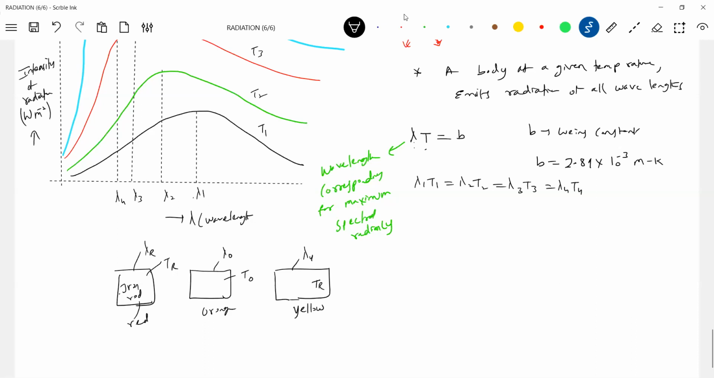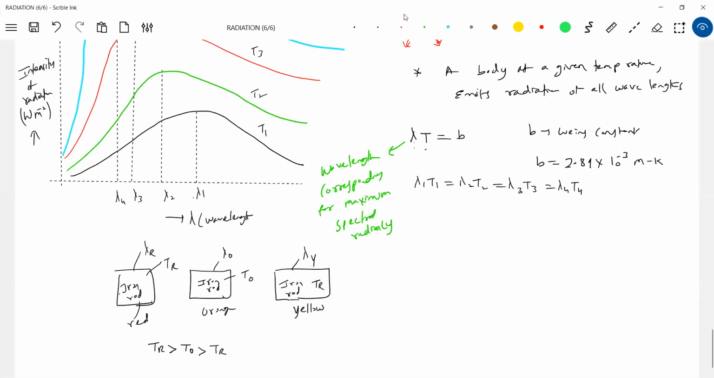Now, in which case will the iron rod be very hot? We know the temperature TR is less than TO, less than TY. When the iron rod is in yellowish color, I think it will be in a molten state. When it is in yellowish color, it will be at a higher temperature than when it is at orange or red color. If I go and measure the temperature, when it appears yellow, it will be at higher temperature. Then why does it appear yellow? Next question comes, why does it appear yellow?